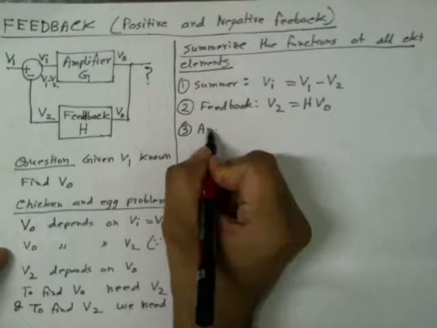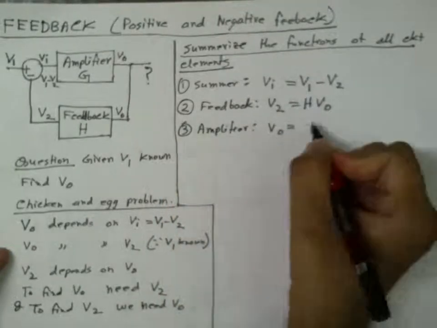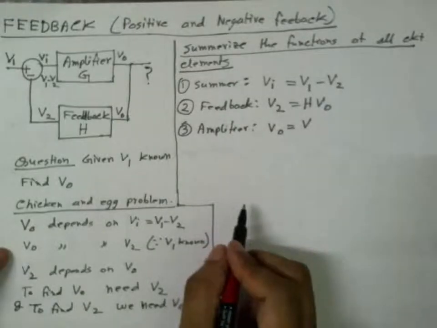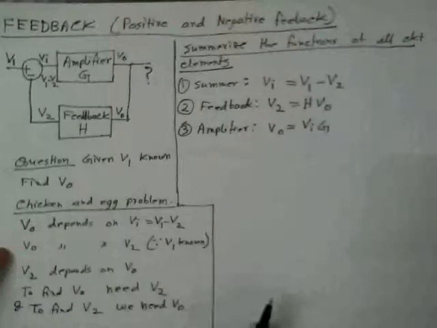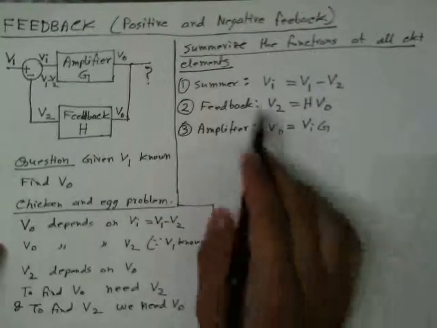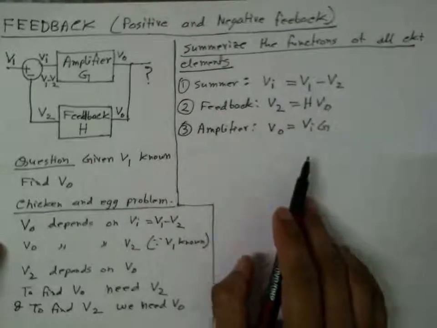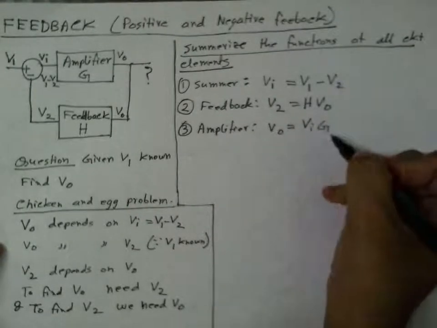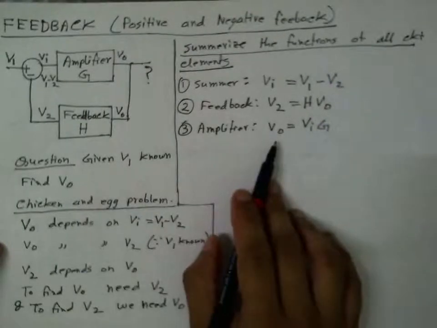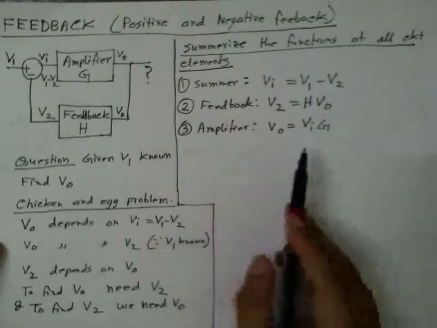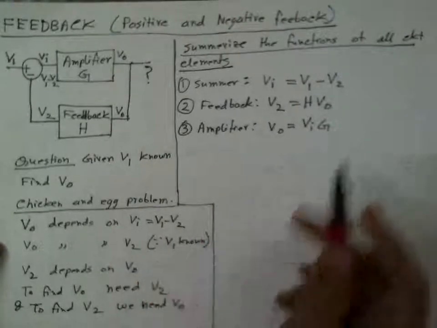And finally the amplifier, it's again a multiplier, you can say. So its function is to produce Vo as Vi times G. Okay, so these are all the relations that we know that we have. We can use all of them together to find Vo. We cannot find Vo without using all these relations together jointly.